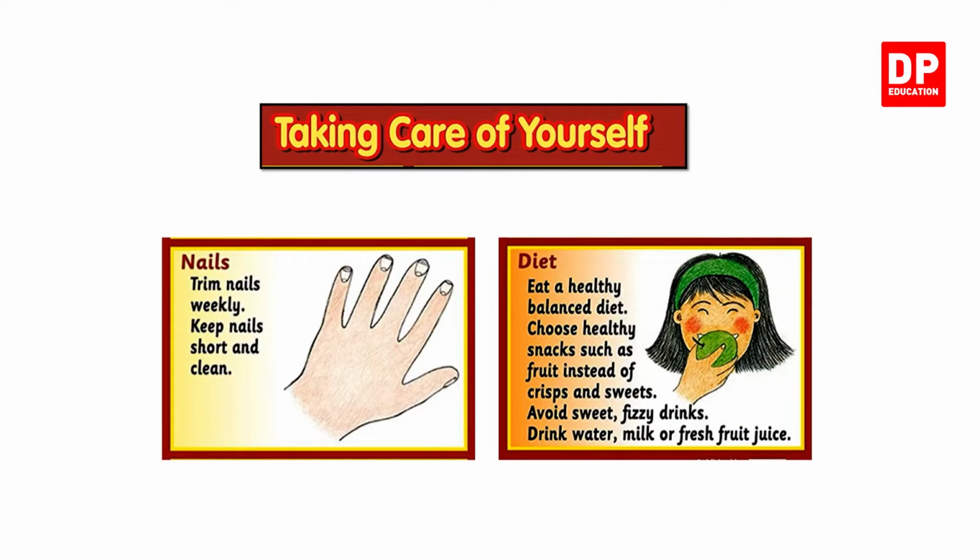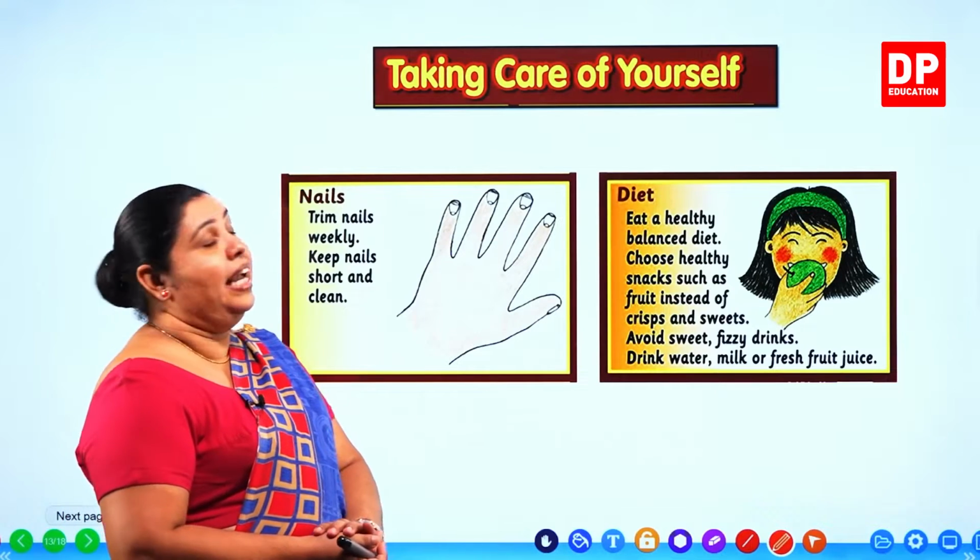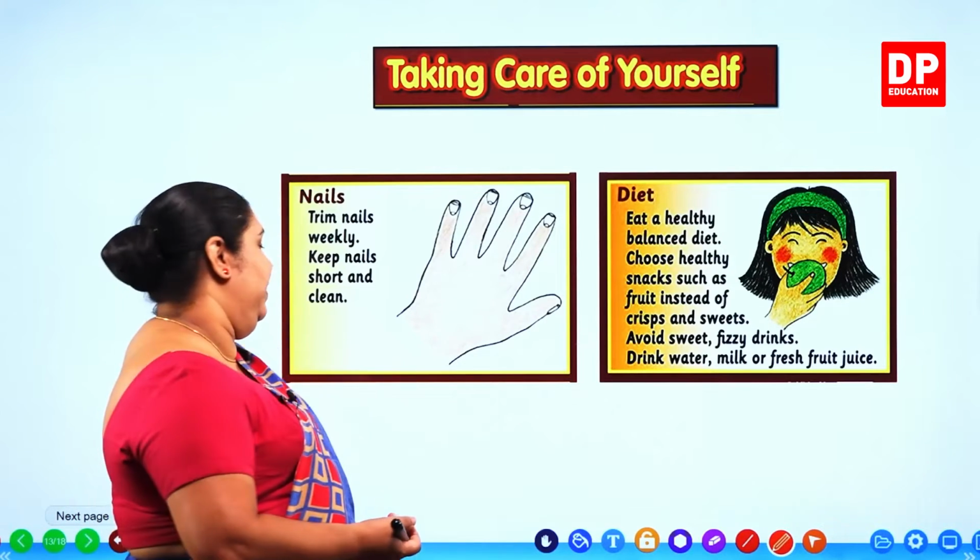So that is taking care of yourself. So taking care of your nails and a balanced diet will help you live a healthy life. What else can we do to take care of ourselves? Let's see. We have some more.